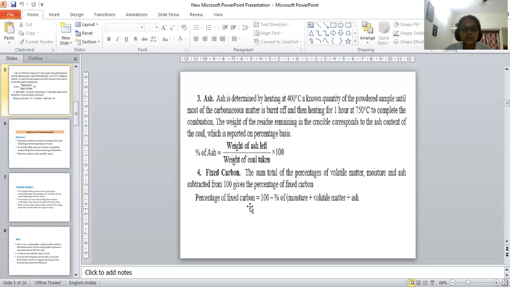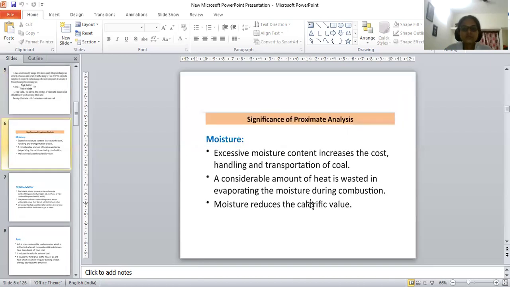Percentage of fixed carbon is equal to 100 minus the percentage of moisture plus volatile matter plus ash content. This is about the determination of fixed carbon. We have to see the significance of each matter. Okay, moisture. What will happen if moisture is present in excess amount?